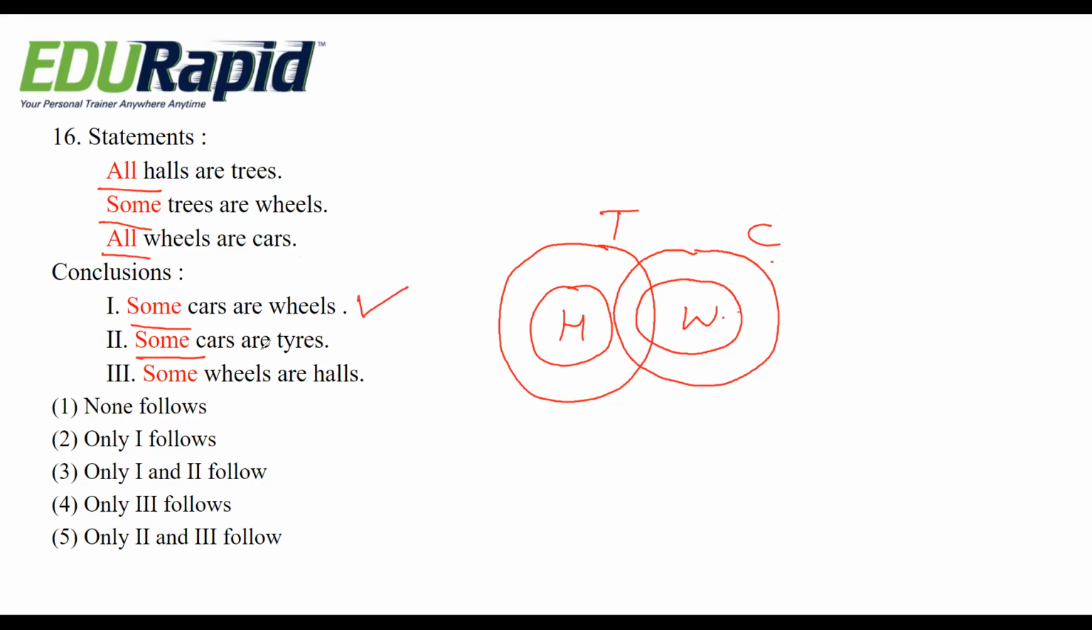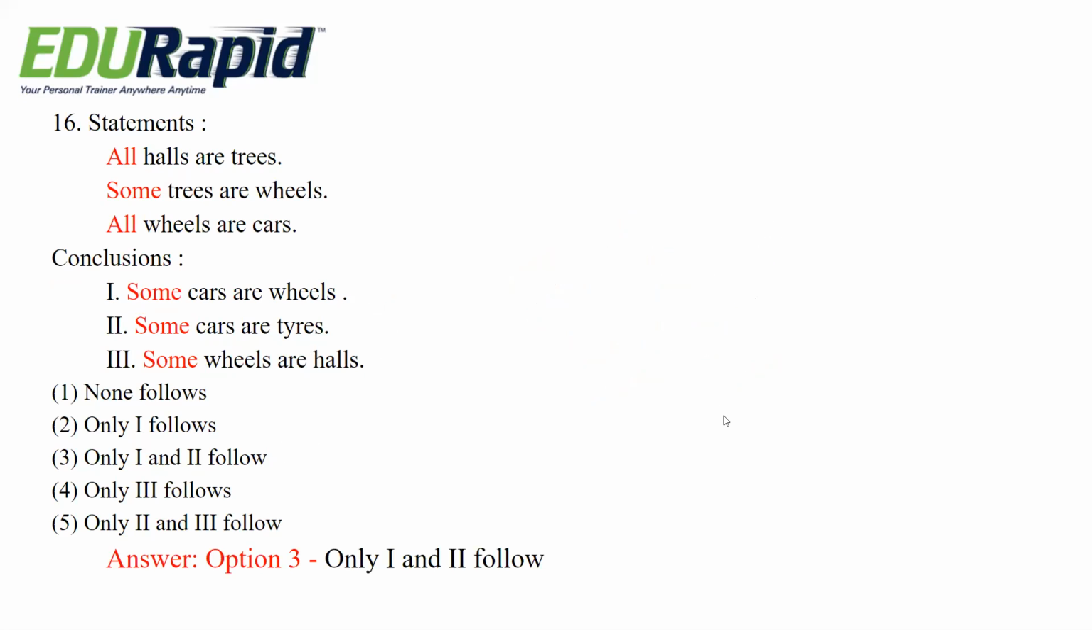Second conclusion, some cars are tires. Yes, these two circles meet. This is the region where both circles meet, so this also follows. Third conclusion, some wheels are halls. It does not follow because wheels and halls are not connected to each other. So only conclusions 1 and 2 follow. That is option 3, only conclusion 1 and 2 follow.